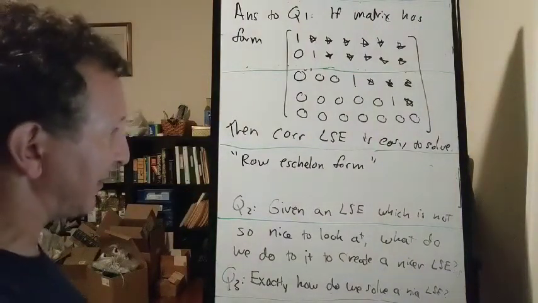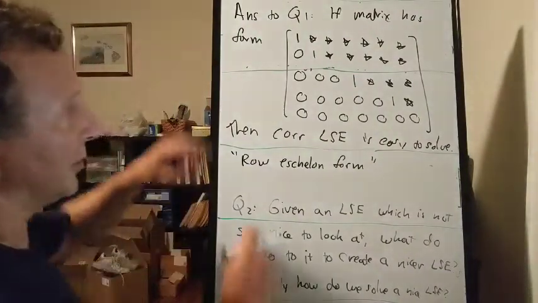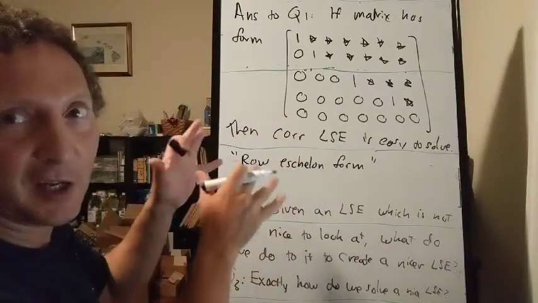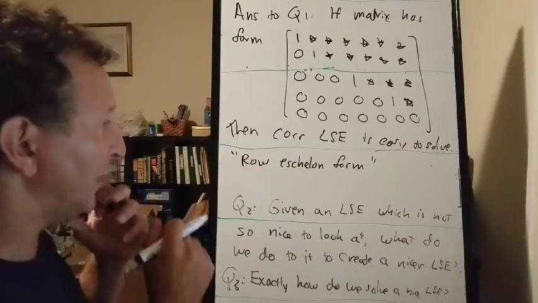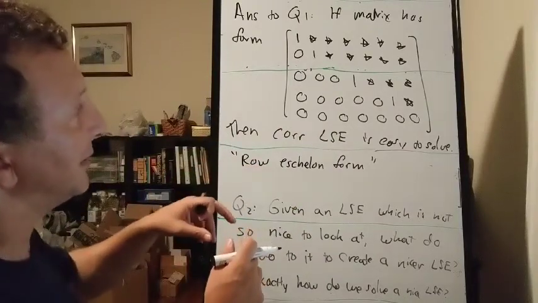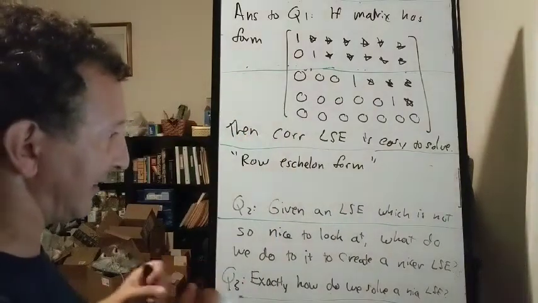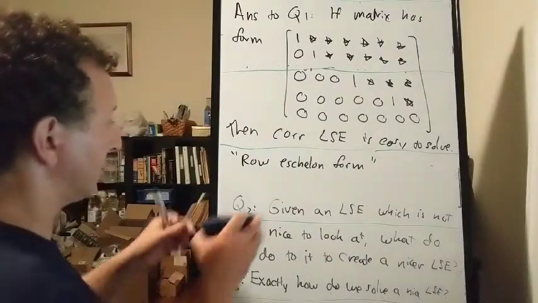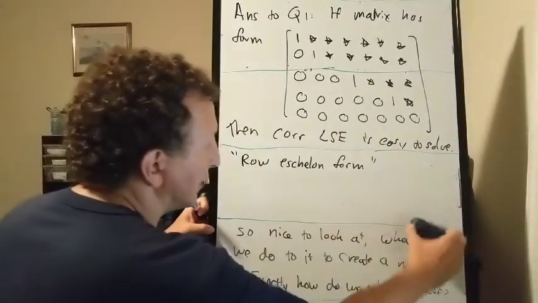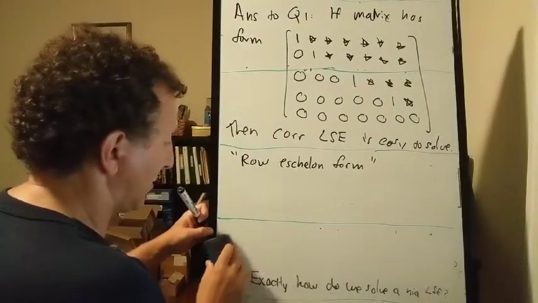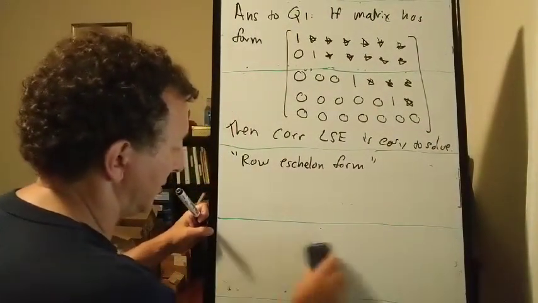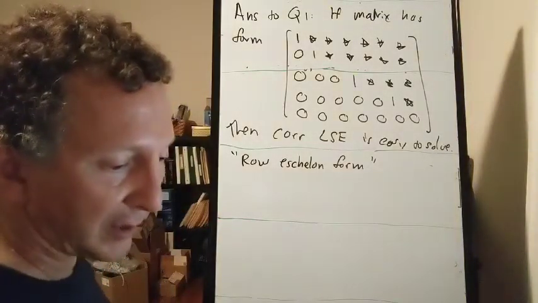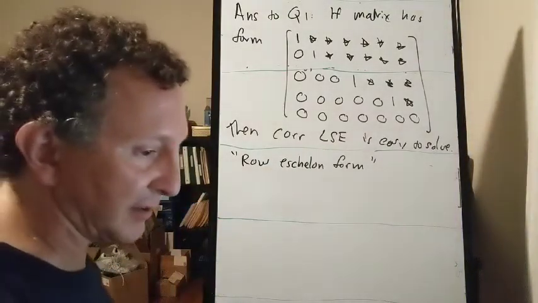All right, second question. If we're given a linear system of equations, or a coefficient matrix, where the zeros and ones and other entries are not arranged in quite this nice way, what do we do to it to get to a system that has this form and has exactly the same solutions as our original system of equations? Well, there's three things that we can do to a system of equations that don't change the solutions.